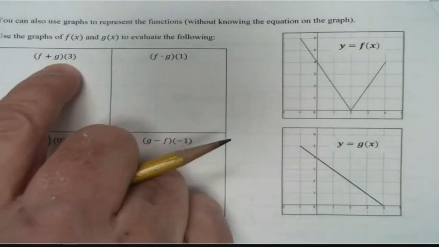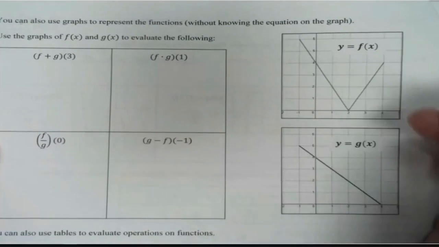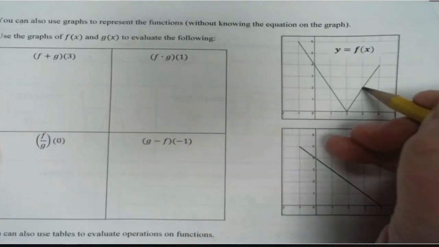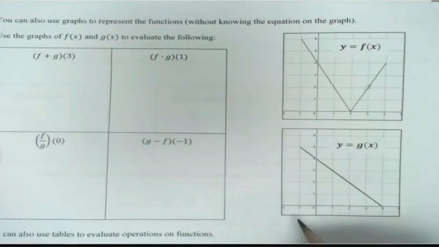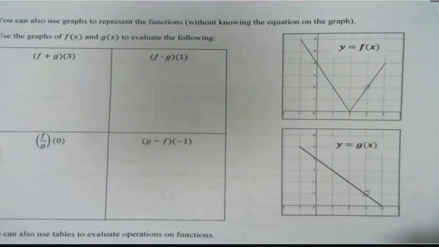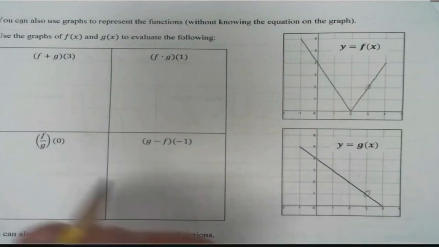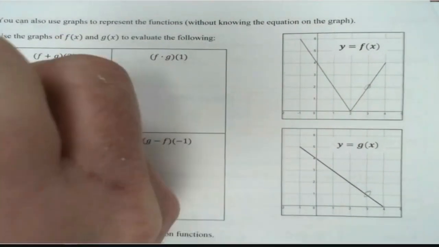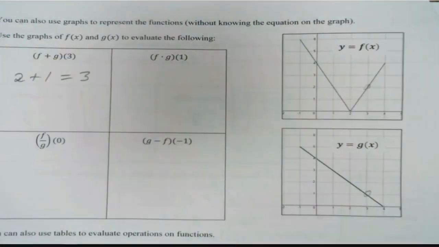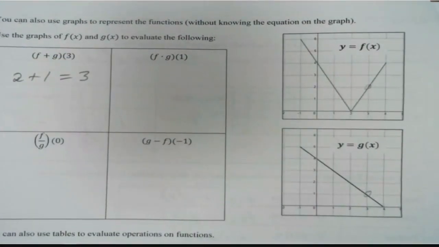So f plus g of 3. So f of 3 is right here. It's 2. G of 3, 1, 2, 3, is 1. 2 plus 1. Good job, Joel. Joel's on top of it. How about right underneath that one?